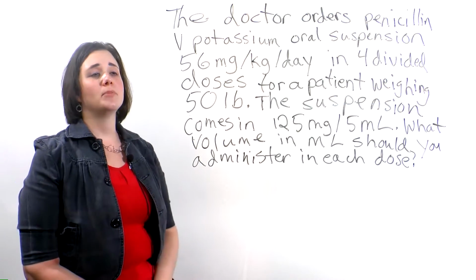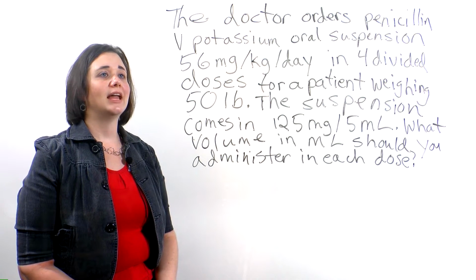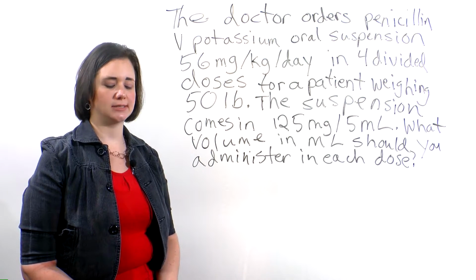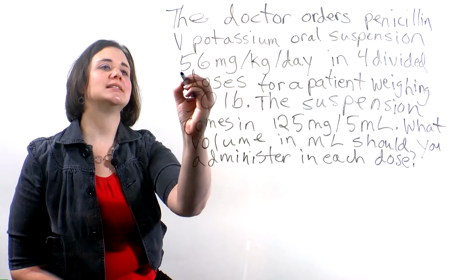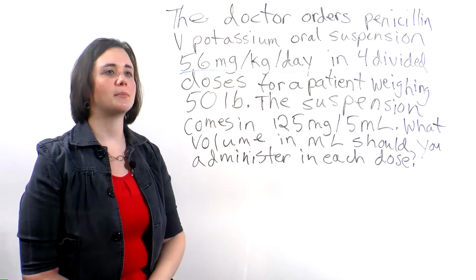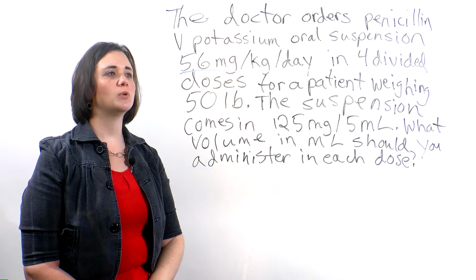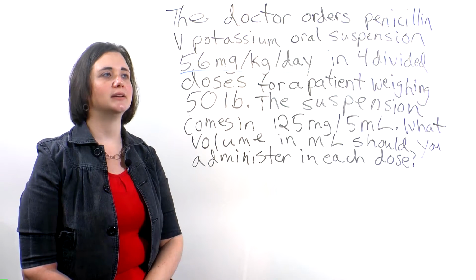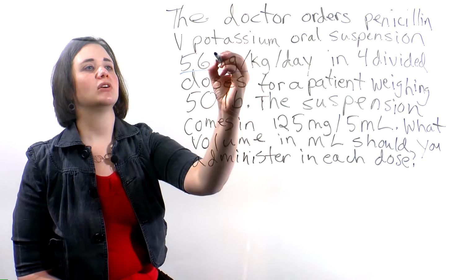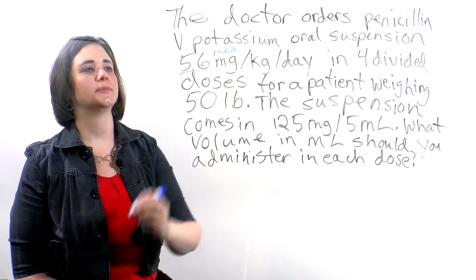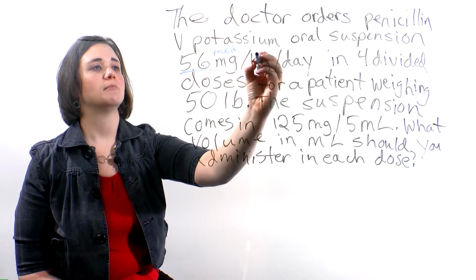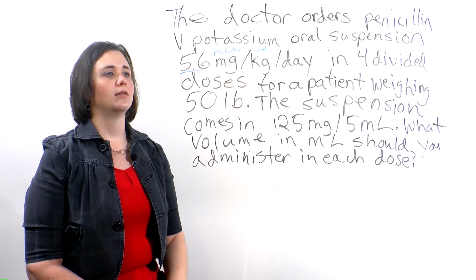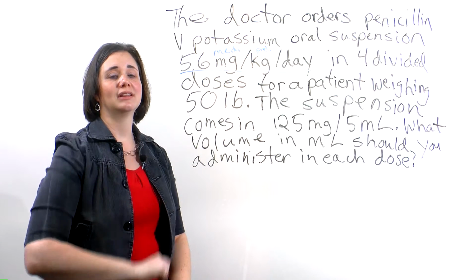Let's do a slightly more complicated problem now. We have a very long-looking word problem, but we need to take it apart and look at each piece, okay? So the first number I see is this 56 milligrams per kilogram per day. Now, if I read what's around it, this is the doctor's order. We're looking at penicillin and potassium. So this milligrams must be my milligrams of the medicine. My kilograms must be per kilogram of patient weight. Now I know that because it gives me the patient weight a little bit later, okay?